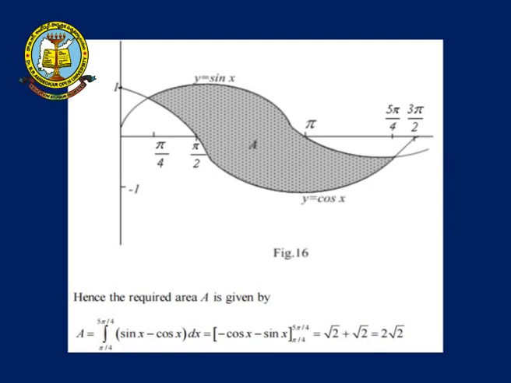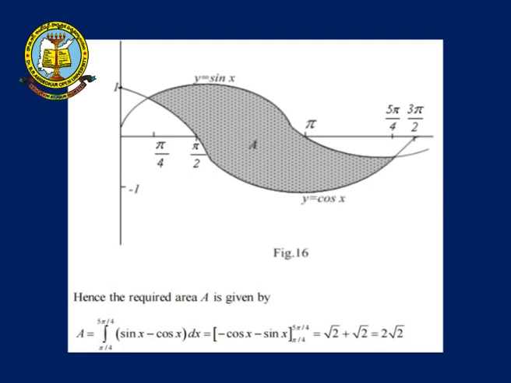Here the sin x curve is on top, starting at 0, and the cos x function starts at 1 and comes down. The bounded region is the shaded region, and that is the area we want to identify. In such cases, A equals the integral from pi by 4 to pi by 2 of the upper curve minus the lower curve, sin x minus cos x, dx.